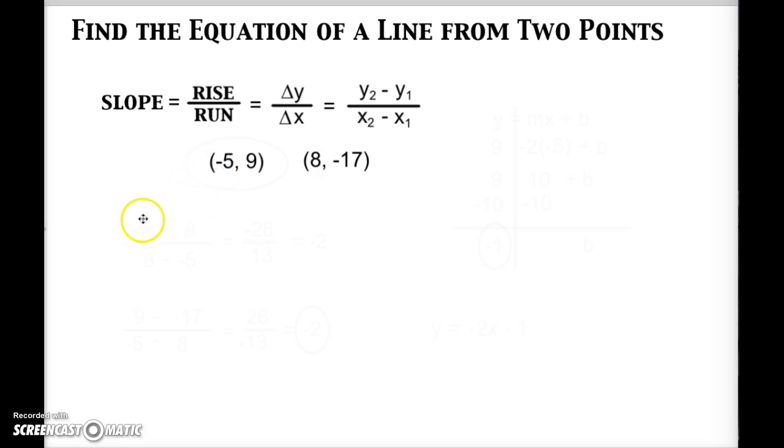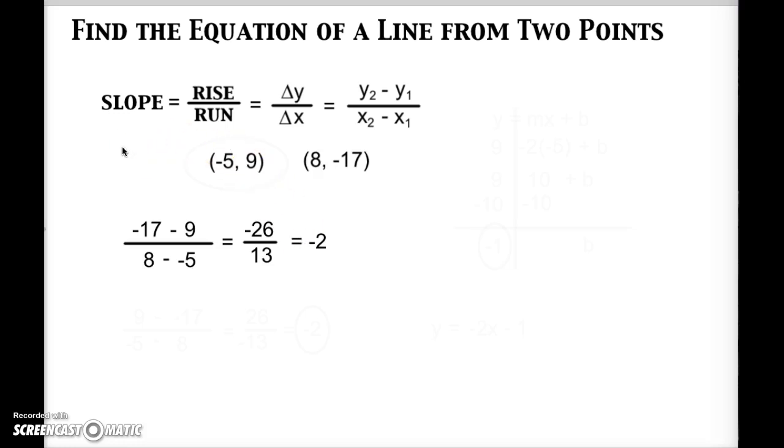So in this problem, I'm going to take -17 and I'm going to subtract 9, and then I'm going to divide that by 8 subtract -5. Well, -17 subtract 9 is going to be -26, and I'm going to divide that by 8 minus -5, which is equal to +13. -26 divided by +13 is -2.